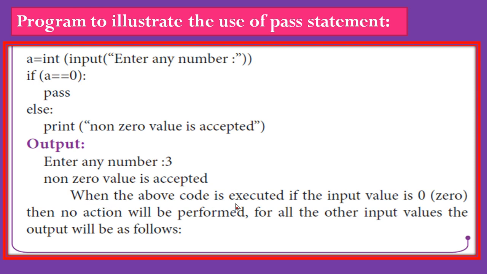When the above code is executed, if the input value is 0, then no action will be performed. For all the other input values, the output will be as follows. Enter any number: 3. The non-zero value is accepted. If a is not equal to 0, then the else case is evaluated. Here in the else case, this print statement is executed. Non-zero value is accepted.